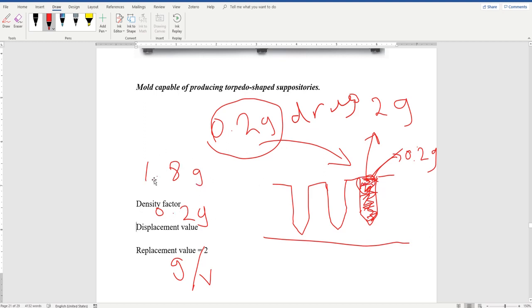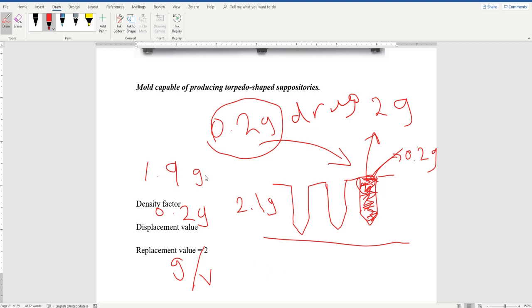See here, what did I write? 1.8. Is this correct? Now it is not correct. It will be 1.9. Why will it be 1.9? Because only 0.1 has been displaced. What is the total? 1.9 plus 0.2 gram from the drug, and the answer will be 2.1 gram suppository, medicated, meaning it contains the drug.